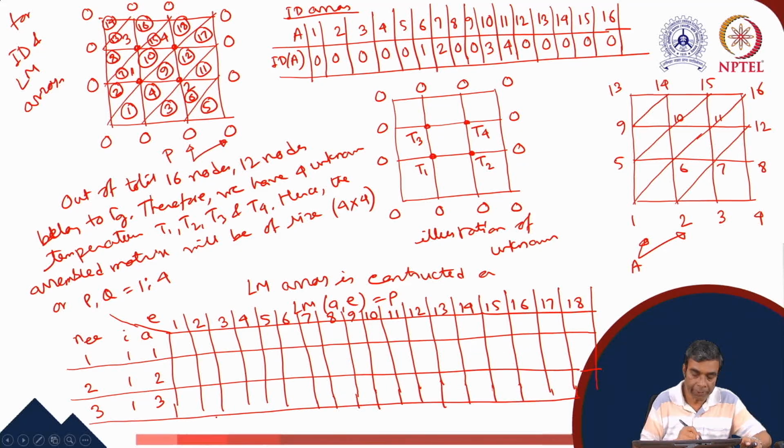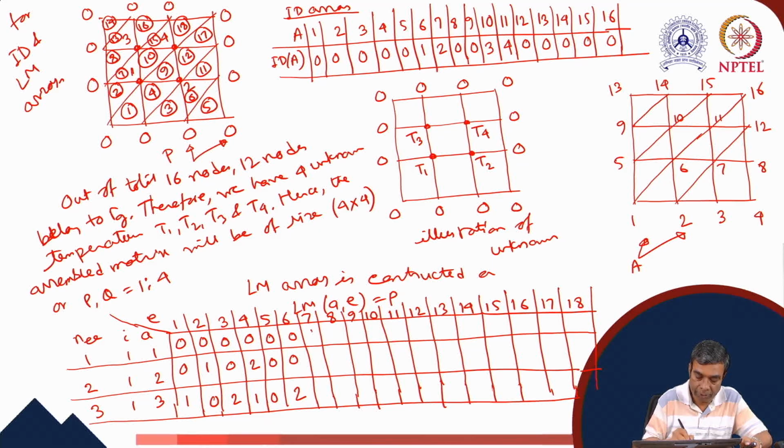Now, if we look at element 1, our equation numbers are 0, 0, 1. For element 2, these are 0, 1, 0. For element 3, these are 0, 0, 2. For element 4, these are 0, 2, 1. For the fifth element, these are all 0 valued. For the sixth element, this is 0, 0, 2. For the seventh element, we have 0, 1, 3. For the eighth element, we have 0, 3, 0.